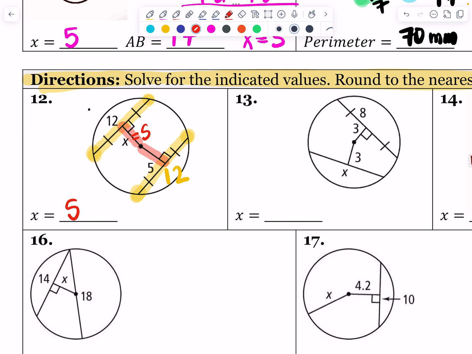All right, let's look at number 13. Number 13, I do have two chords happening. They are not marked as congruent, but I do have that this is 3 and this is 3. That distance to the center is the same. And so those chords are going to be congruent to each other, because if you were to rotate it and turn it, it would wind up on top of itself. If you were to fold this circle right down the middle like this, those would wind up on top of each other. And so since those 3's are congruent, I get to conclude that the chords themselves are congruent. So if this is 8, we know that this side is going to be 8, so that whole chord is 16. So this entire chord will be 16 as well. So x is 16.